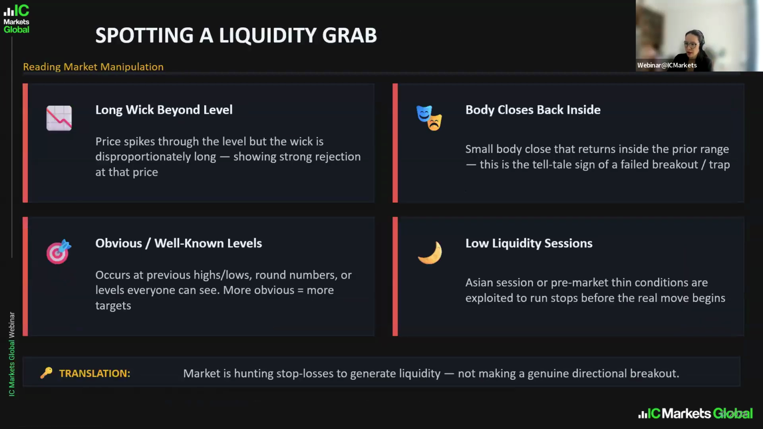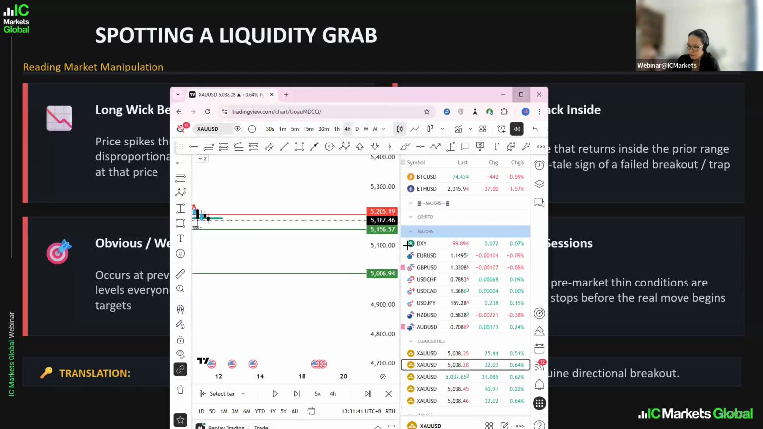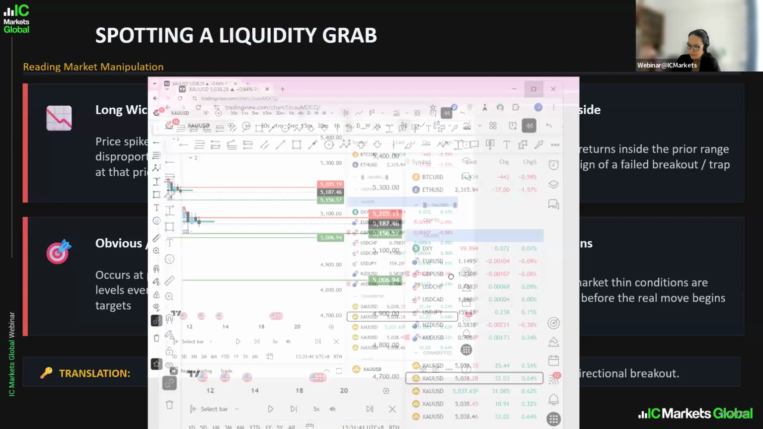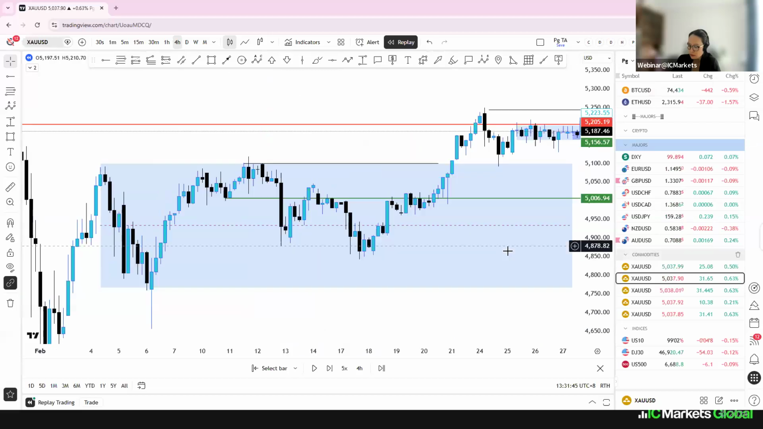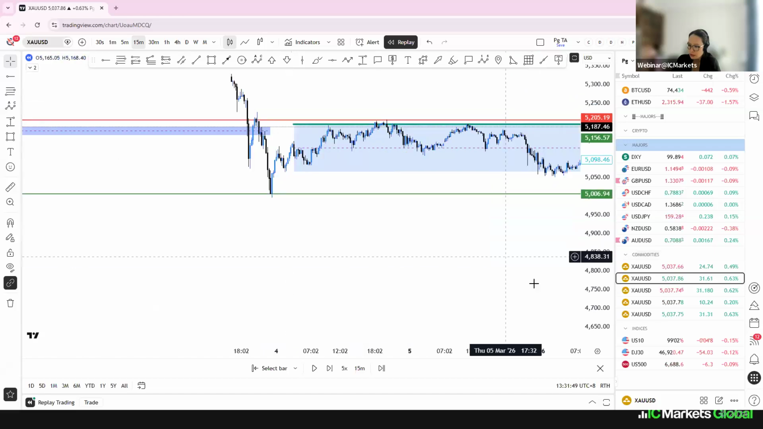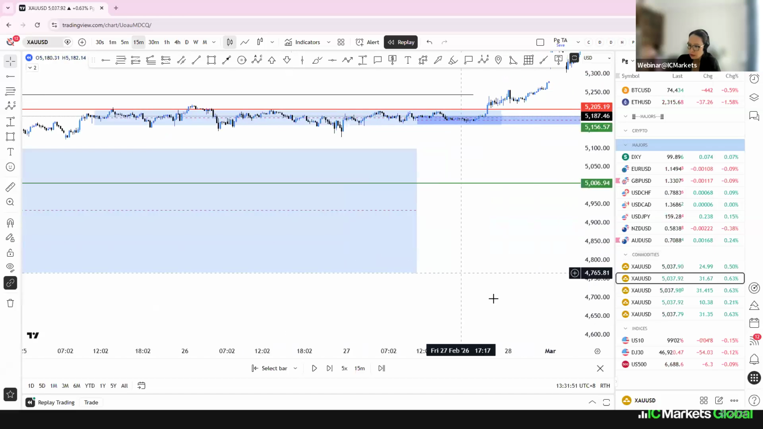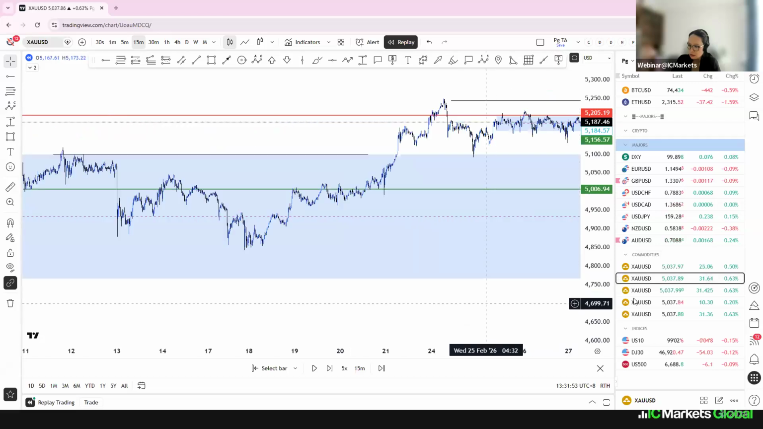Spotting a liquidity grab, which is reading market manipulation. A long wick beyond the level. I already showed you just now the long wick and small body, at an obvious or well-known level. Now let's talk about the level. Quick rejection. Why do they have a quick rejection at that level?